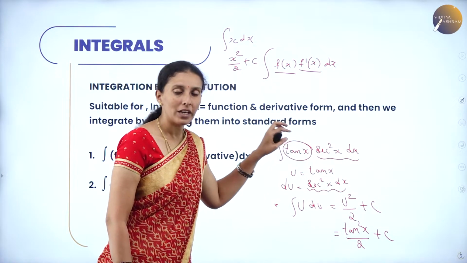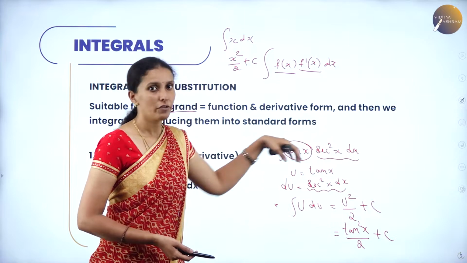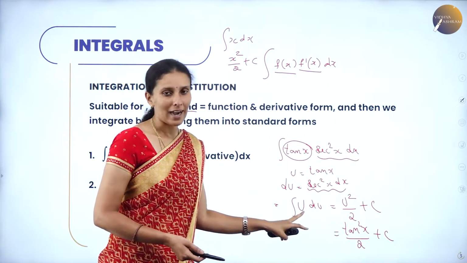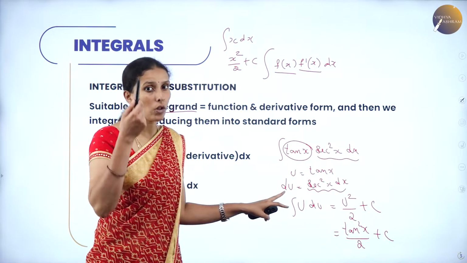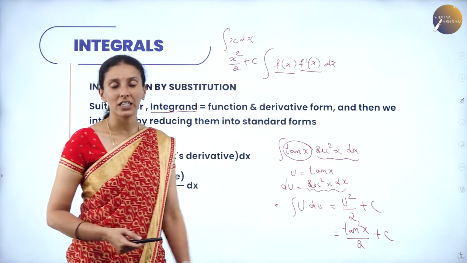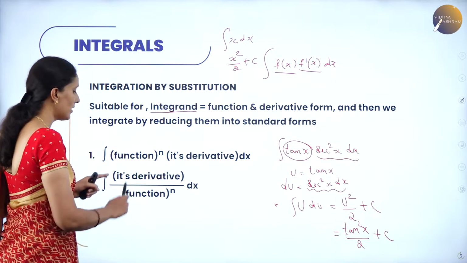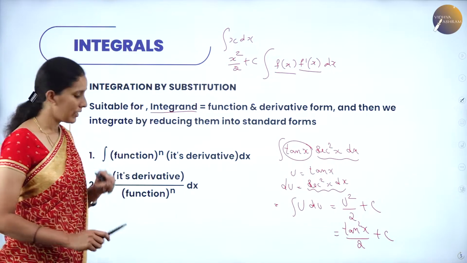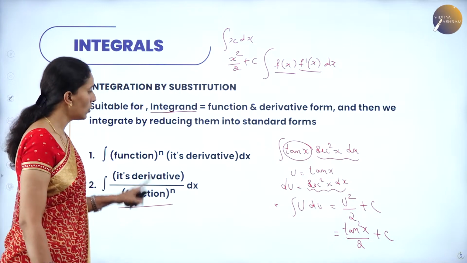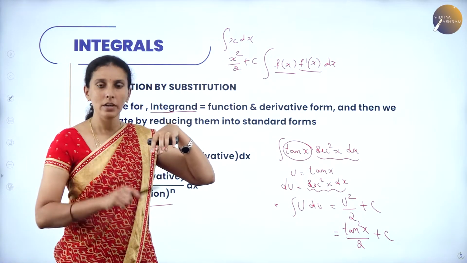We'll substitute any function with any other parameter and we will find out its derivative which is inside the integral only. We will convert it into any one of the standard forms where we have studied all the standard integrals and then we will integrate it and write the integration constant. So this is one type. The another type is the derivative may be in the numerator and the function may be in the denominator. So these are the two forms of integrand where function and derivative exist in integral.